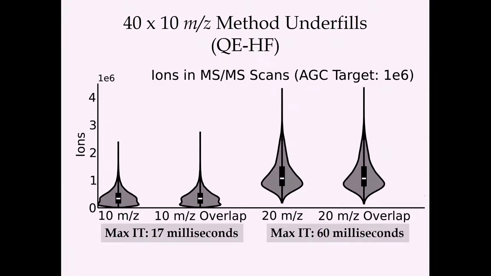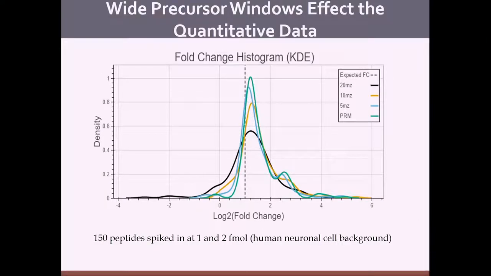So just to illustrate this a slightly different way, this is an experiment done using 40 by 10 mass charge method underfills. And so here is basically the number of ions that are measured in each spectrum versus the number that are measured when we do 20 mass charge wide windows. And I'll talk again a little bit more about the overlap on Thursday. But in this case, this is 17 milliseconds maximum inject time to scan at 20 hertz. And this is the case where we're basically scanning at 10 hertz, and we were putting in a much, much greater number of ions into each spectrum that we're able to use for quantitation.